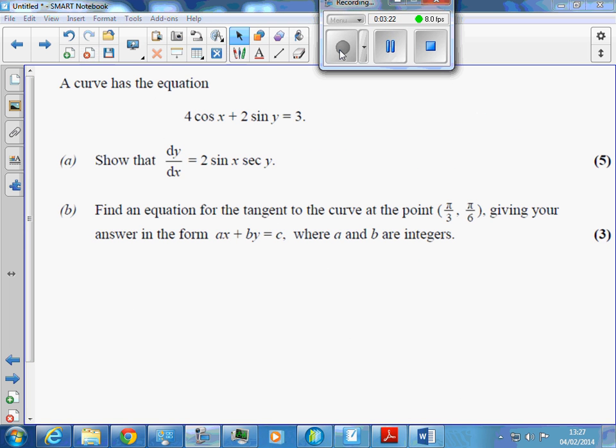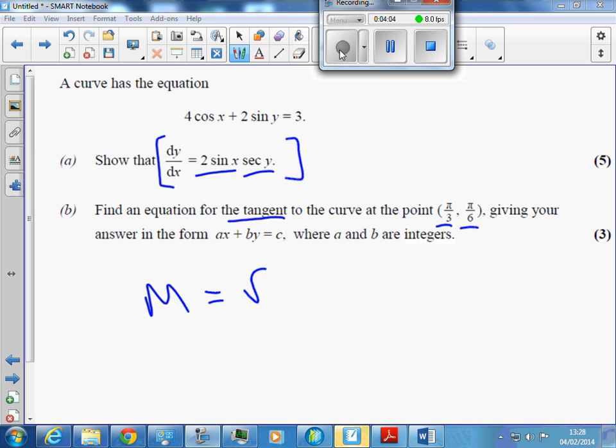Using part A, the gradient of the tangent, remember we have to find the gradient before we can find the equation, is m, where dy by dx gives us the gradient of the tangent. So m is equal to, we sub in x and y, sine of pi by 3. Sine of pi by 3 is root 3 over 2. 2 lots of root 3 over 2 is just root 3.